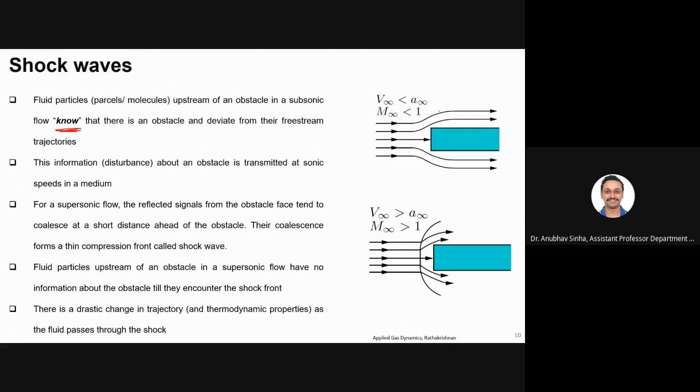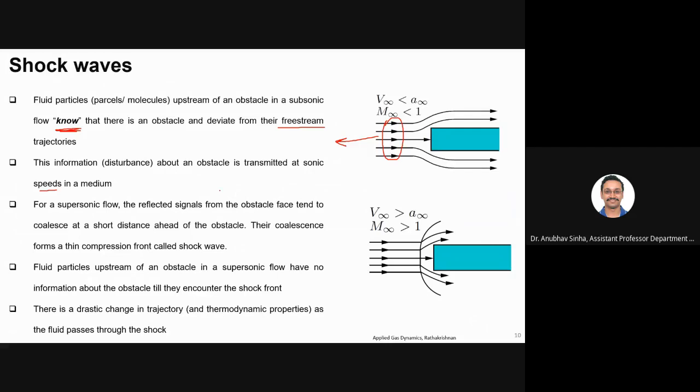This is a schematic, but we have looked at actual examples, right? So they deviate from their free stream trajectory or whatever path they are already having. Now this information is transmitted at sonic speeds in a medium. Whatever the speed of sound is, by that speed that information propagates backwards, in the upstream direction.